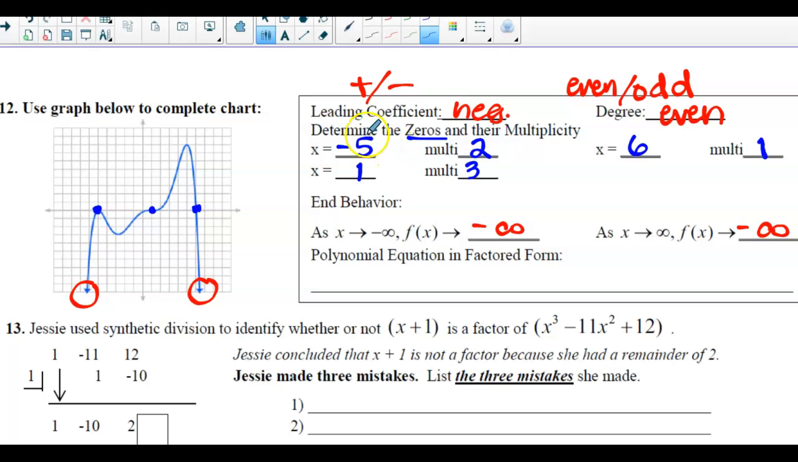Okay, so it looks like my degree would be 2, 5, 6. So that's even. That makes sense. You'd want to make sure that you get a number of roots that matches what you said here. Again, not an actual value, just whether it's even or odd.